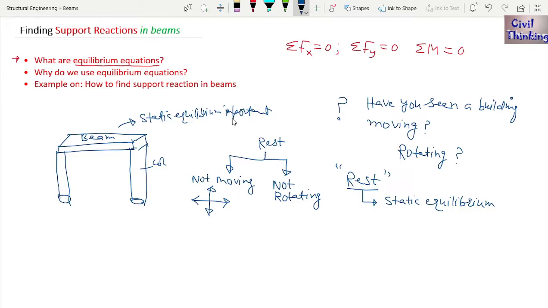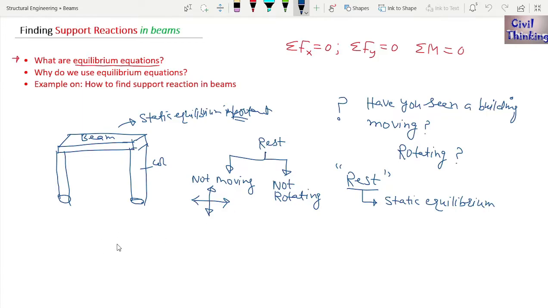It is important. As civil engineers or structural engineers, we don't want things moving. We want them in equilibrium. We want them stable, right? Now, it means the net force on it is zero, right?